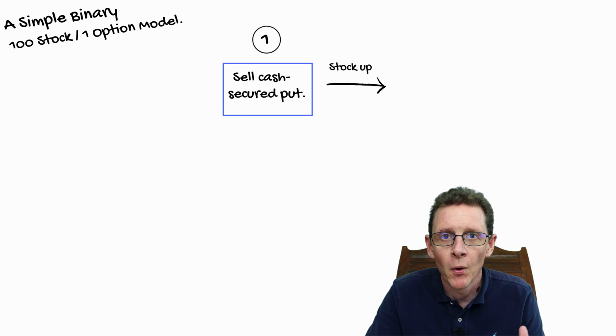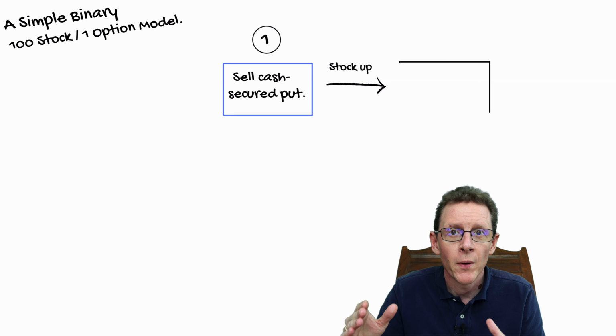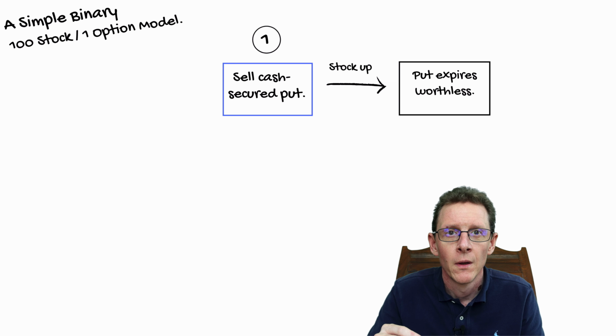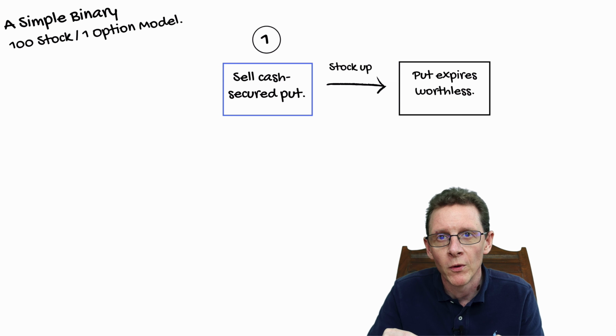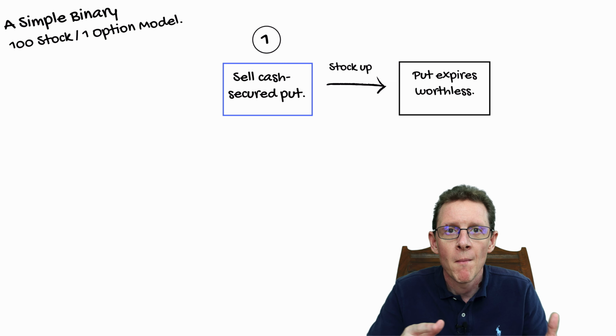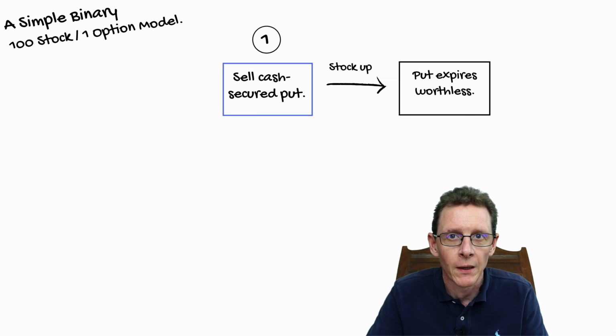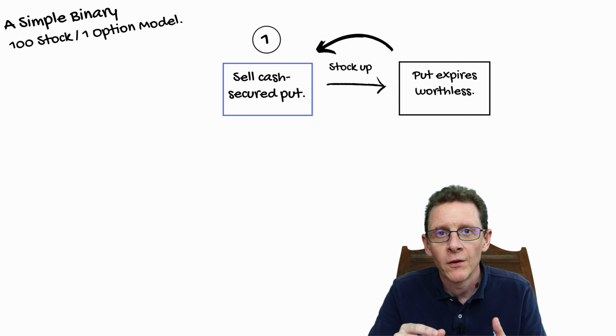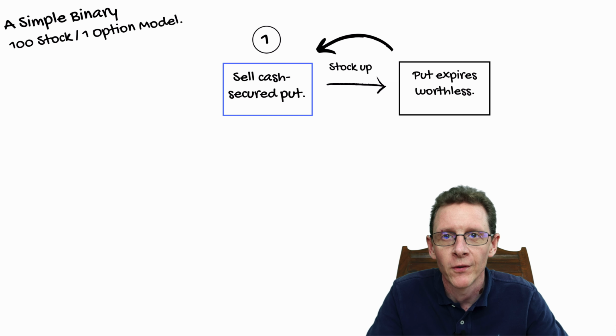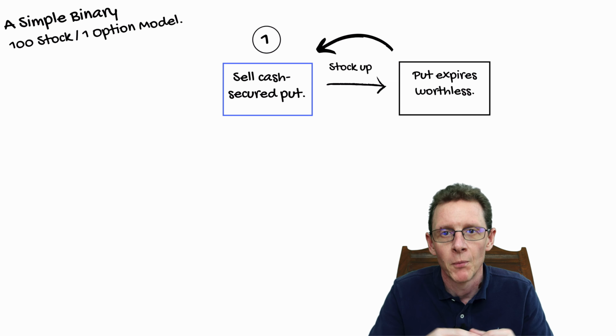So, in the case of a put then, when the stock goes up, the put expires out of the money and is worthless. We simply get to keep the premium for which we initially sold the option. Remember, we are option premium sellers. We make money when the price of an option goes down, not up. In this case, we return to point 1 and begin the process again by writing or selling another put option.